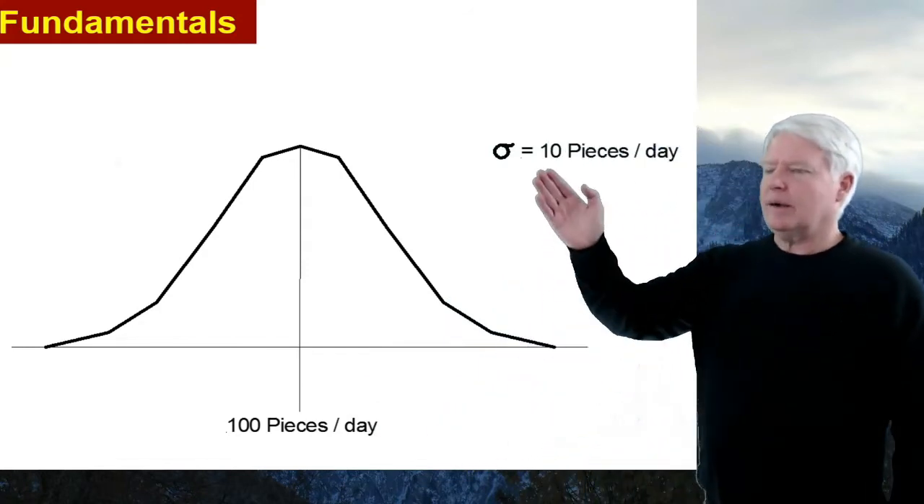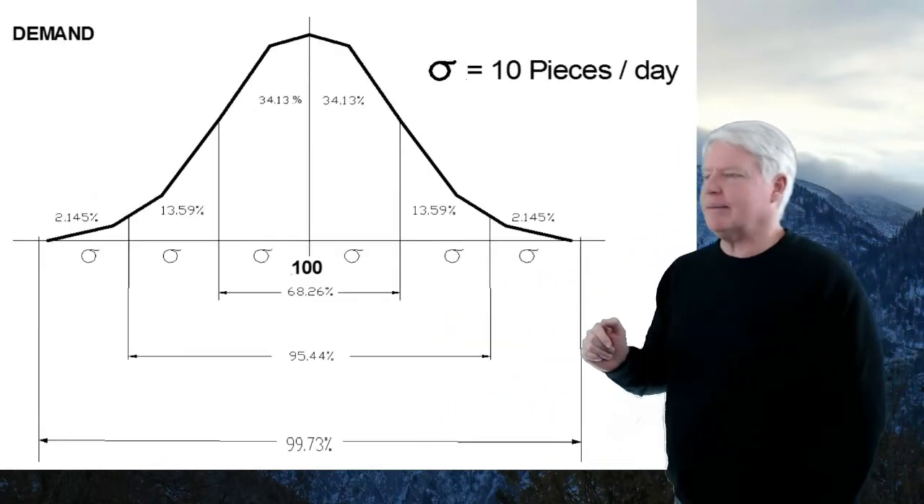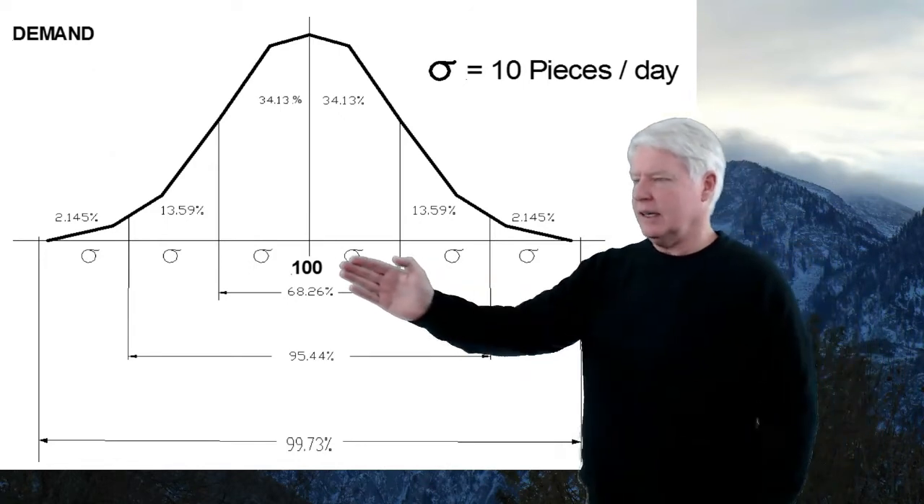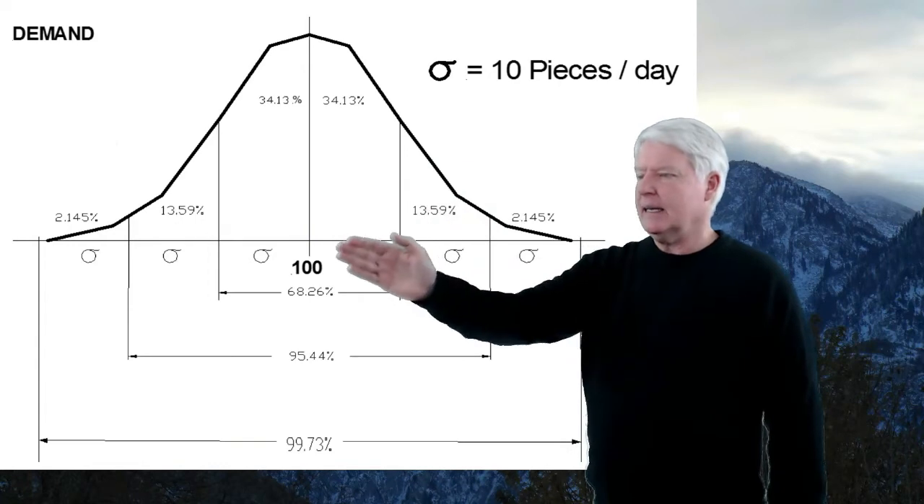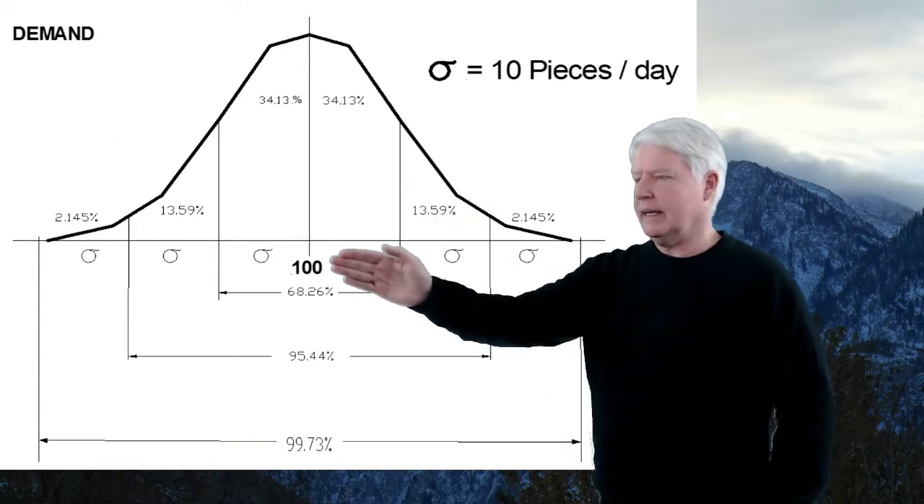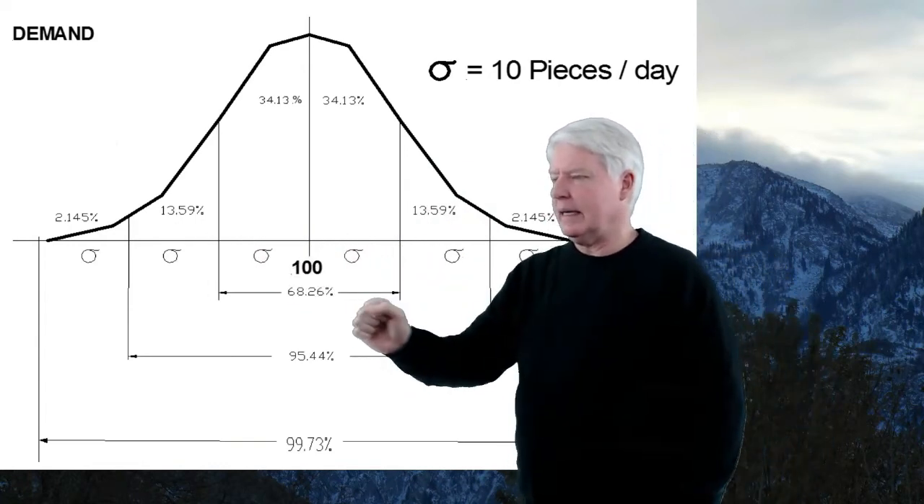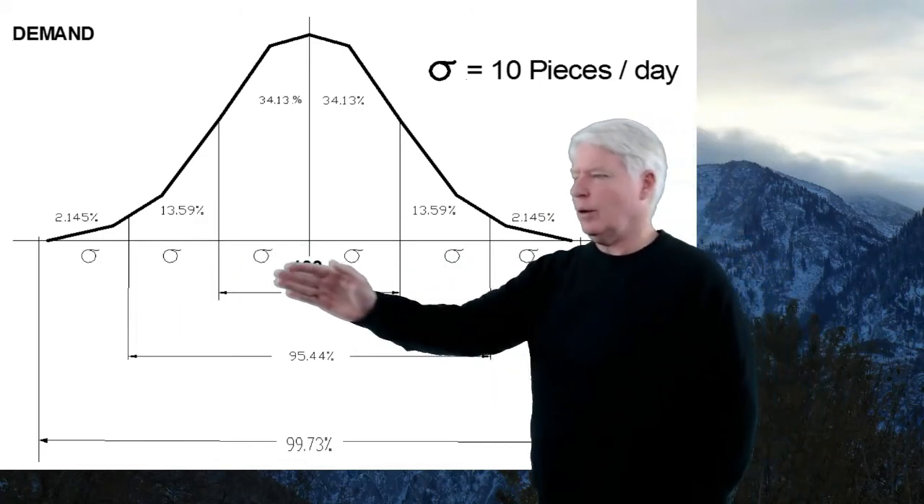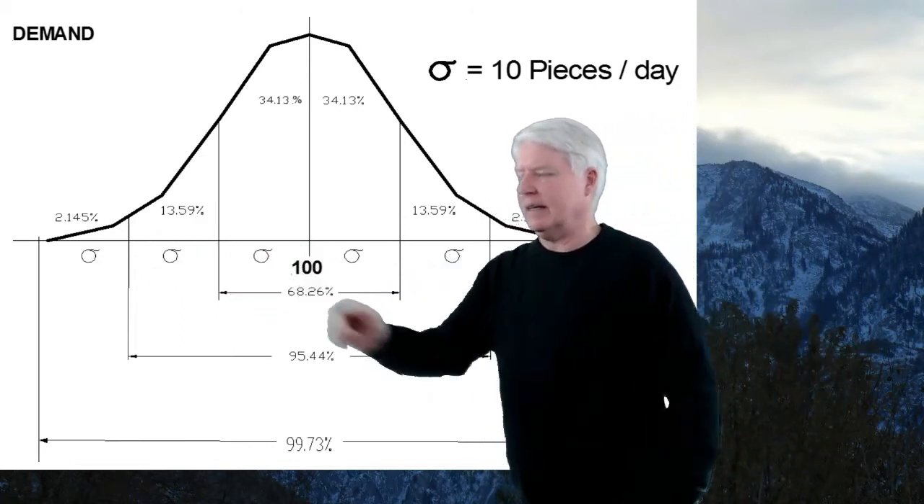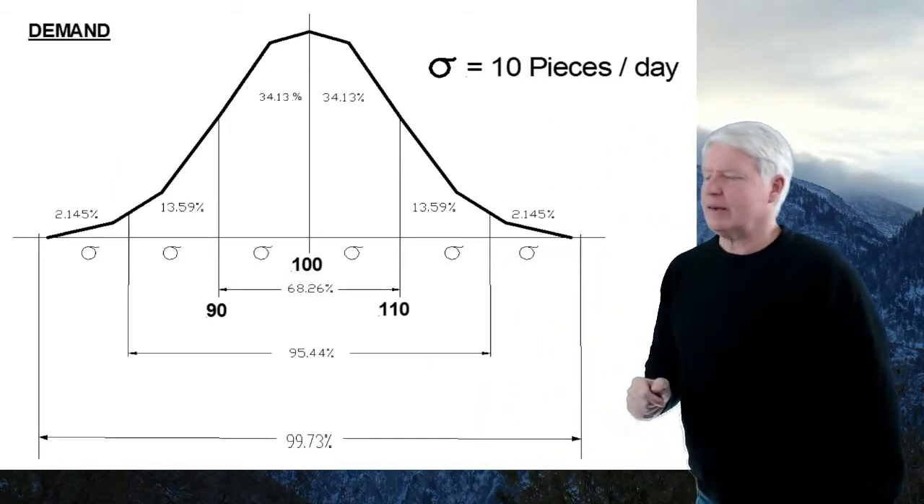Okay, so sigma's 10 pieces per day, so I'm going to fill this distribution out here. If this is 100 and sigma is 10, then this will be 110. One sigma down will be 90, and of course 110, 120, 130, and 90, 80, 70. So that's what I did.